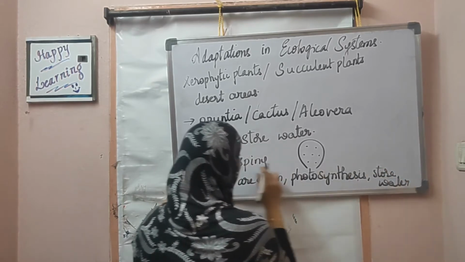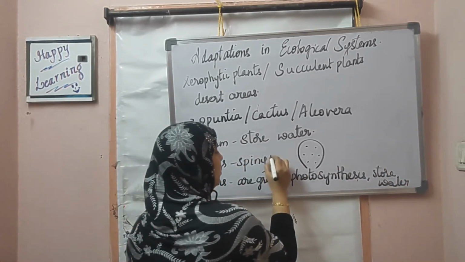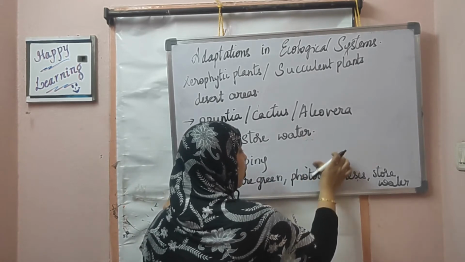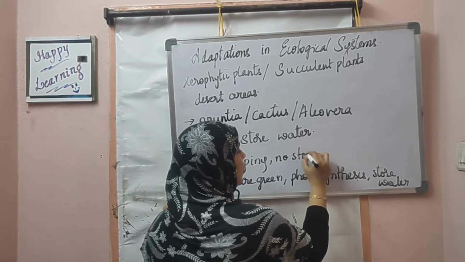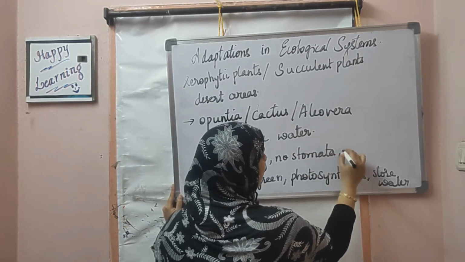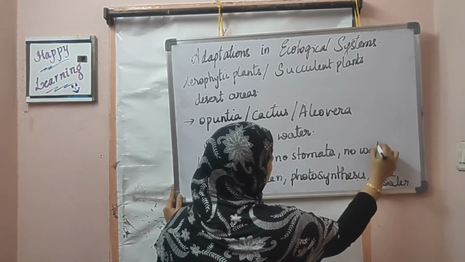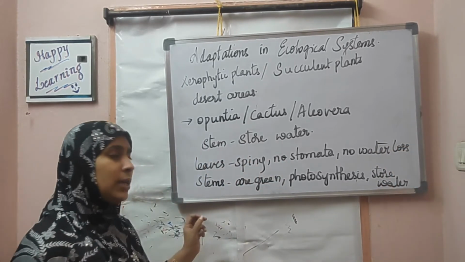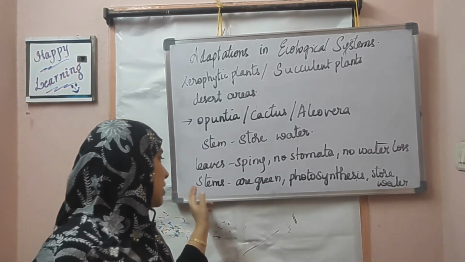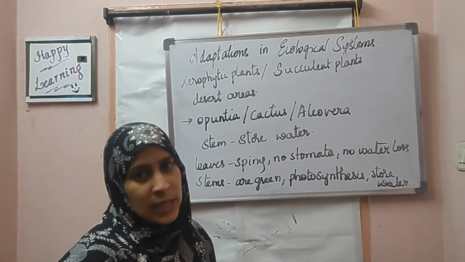Since leaves are reduced to spines, now there is no transpiration loss. Water is not lost, no stomata, no water loss. In this way water is stored. Whatever the water that is taken by the stems is stored in the vacuoles.